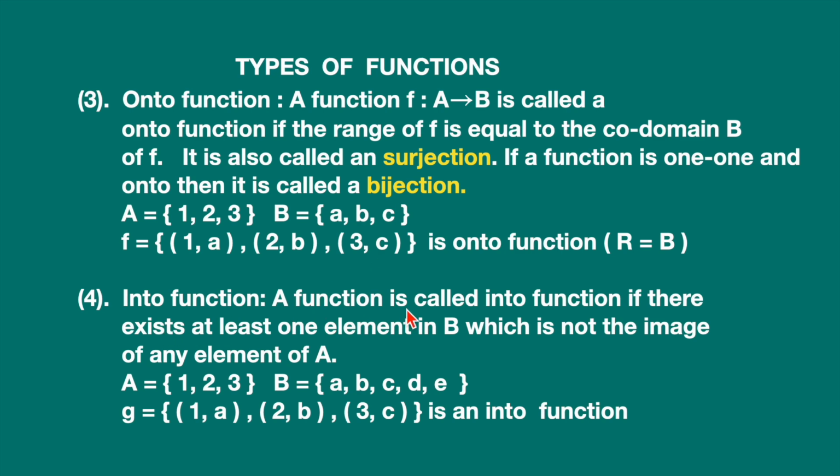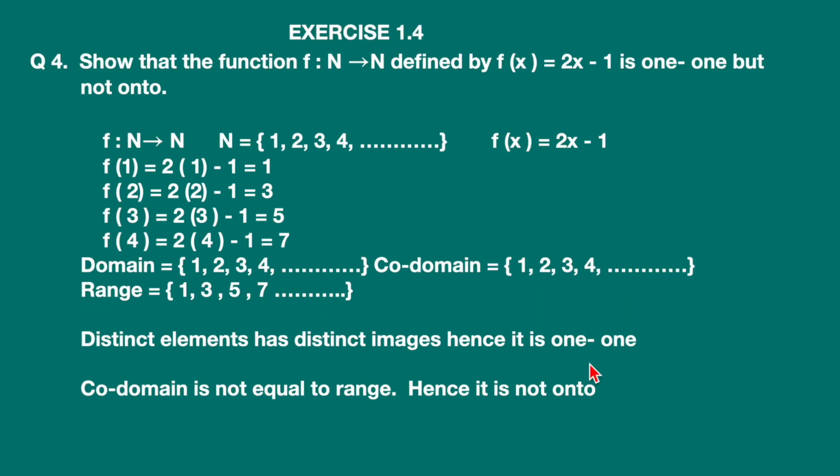Into function. A function is called an into function if there exists at least one element in B which is not in the image of any element of A. That means the range will not be equal to the codomain. So here is the example. Here you can see that a, b, c is the range and it is not equal to the codomain B. So this is an into function. All this will become very clear when we do sums in the exercise.